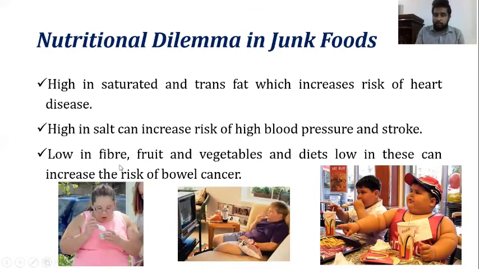Low in fiber. Usually, as I said, these junk foods do not contain complex carbohydrates. Thereby, they do not contain adequate dietary fiber, fruits and vegetables. And diets low in these can increase the risk of bowel cancers, and as well, due to the presence of additives, junk foods can increase the risk of many types of cancer, not only bowel cancers, but also many other types of cancers.